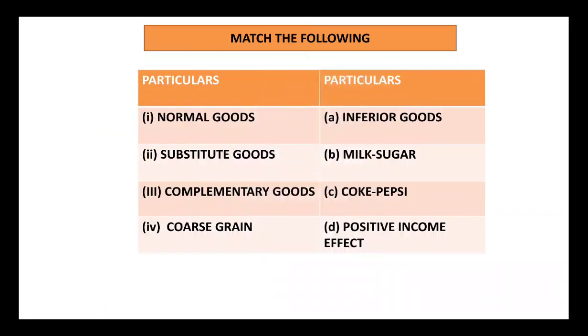So then we have a question over here. These are some MCQ based questions where some say match the following, some say match the pair. So over here you have normal goods. You have to identify which is normal. Substitute, we just studied, Coke and Pepsi, right? Coarse grain, the word itself says it's inferior, right?